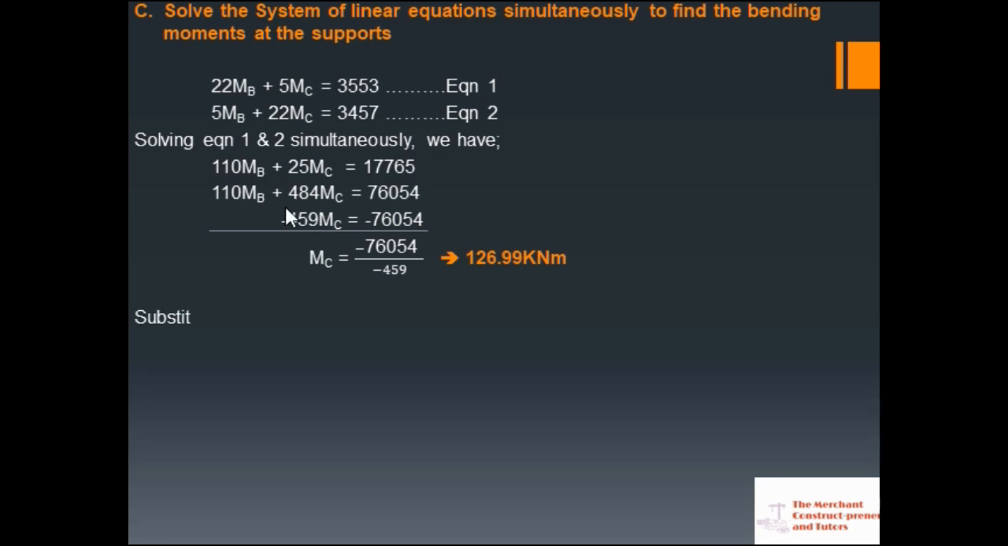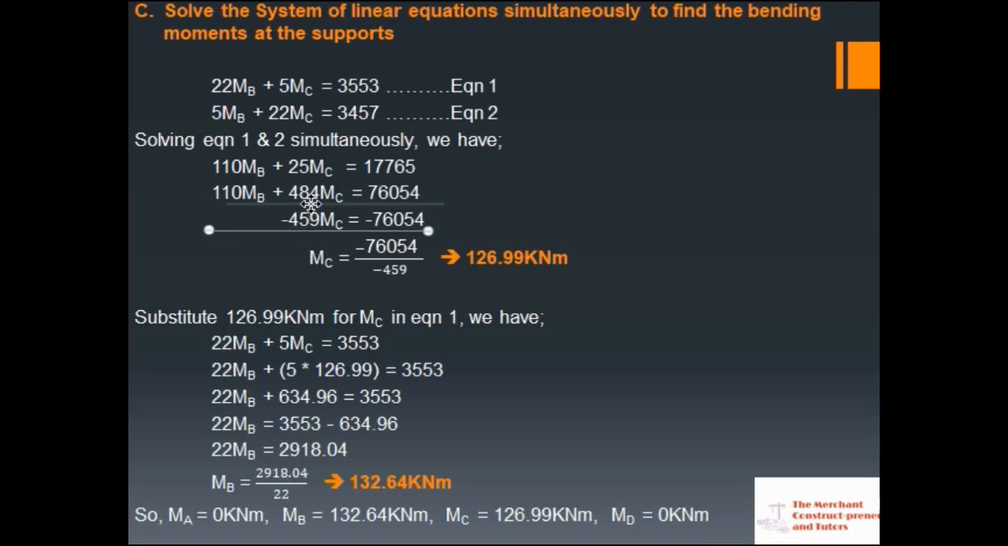So this value now is this multiplied by this 110, 5 times 5, 25, 5 times this value will give you this. Same thing here, the coefficient of this multiplied by this will give you this.